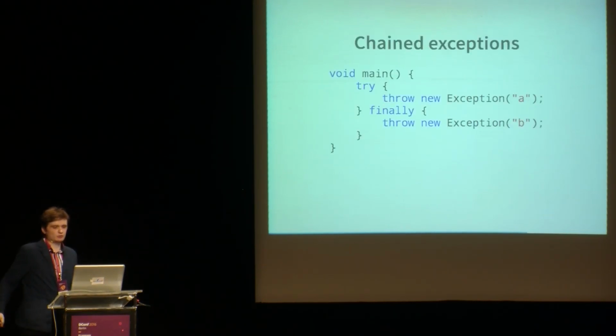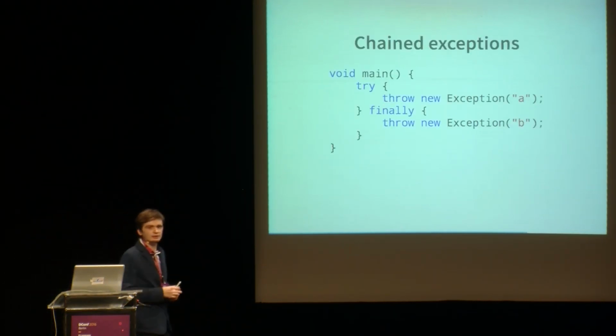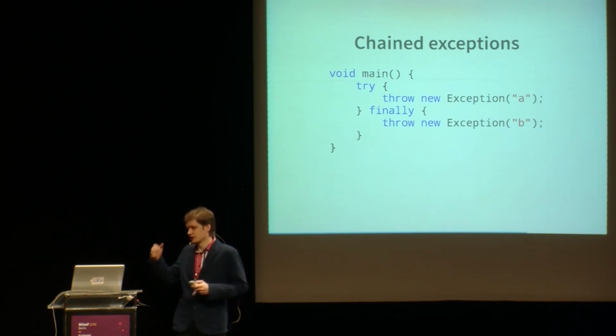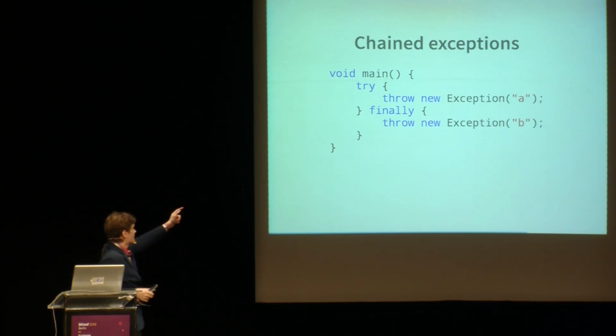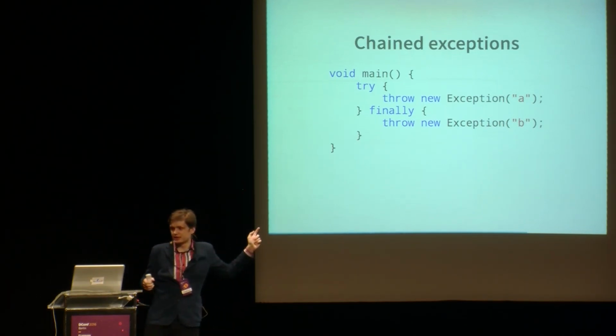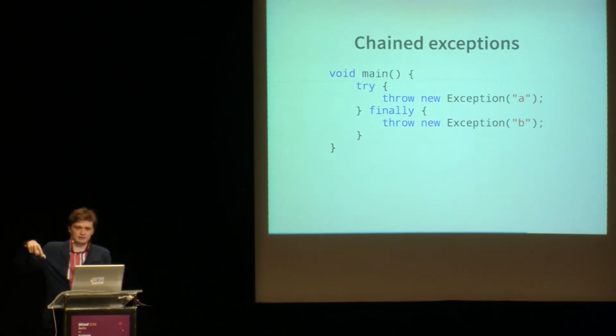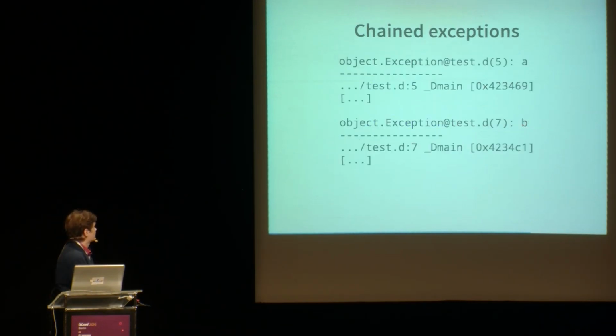Chained exceptions. Who knew that our exceptions could be chained? Awesome. This is a feature that's present in other languages. What happens is that if something in finally throws, it will get appended to the exception via its next parameter. So this program will print a stack trace like this. I would really like to see this used some more.